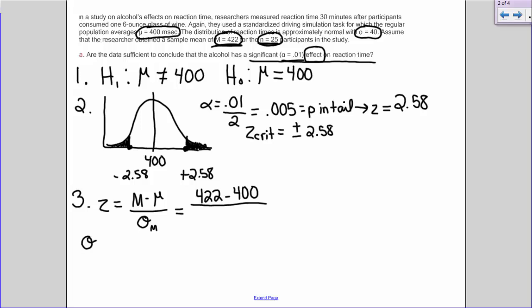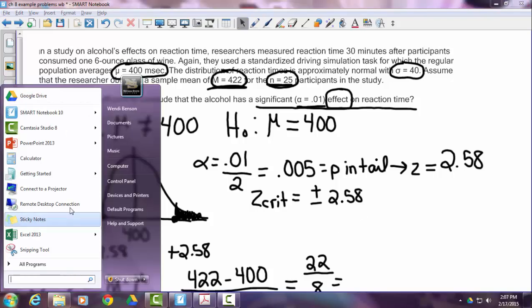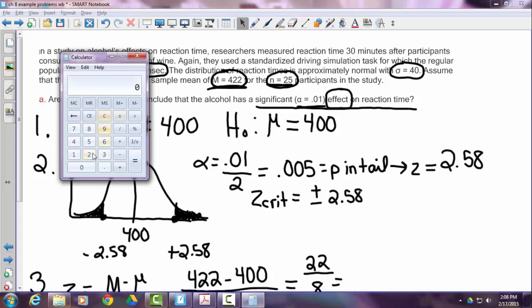So I'll put that right here. Our standard error is the standard deviation divided by the square root of the sample size. In this case, our population standard deviation is 40, and our sample size is 25. So this becomes 40 divided by 5, and 40 divided by 5 is 8. So my denominator here is 8. Then we have 422 minus 400, 22, divided by 8. I can't do that one in my head. Let's see, calculator. 22 divided by 8, and we get 2.75.